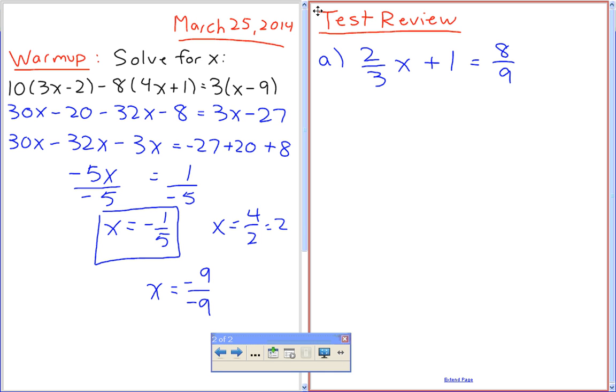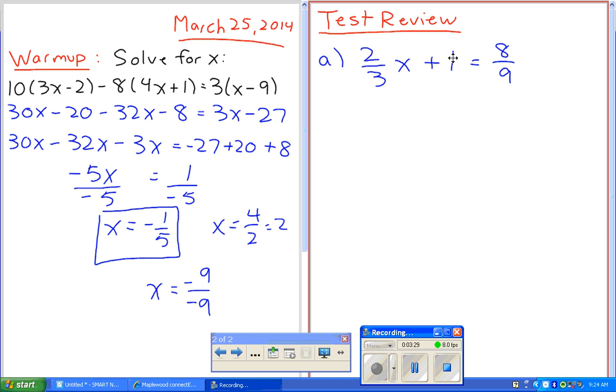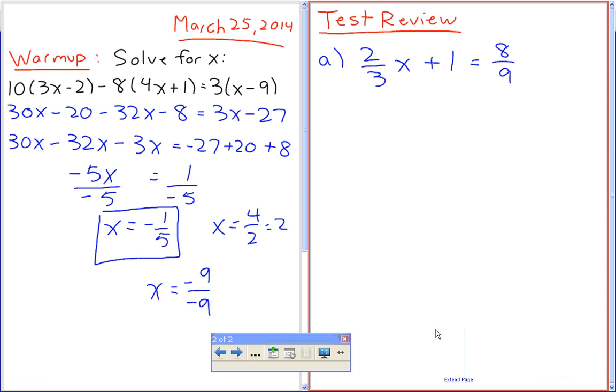2/3 x plus 1 equals 8/9. I'm going to hit pause on this and give you a minute or 2 to try it, hopefully. Chris, you're out. Somebody else in the row, please. What's the first step here? Go ahead. Good. What's the LCD going to be? Good. So we multiply everything by 9.